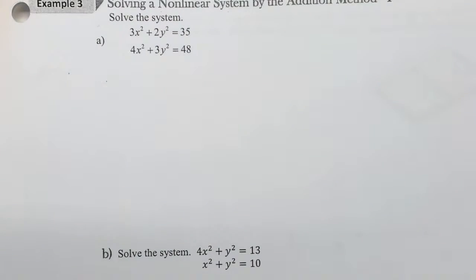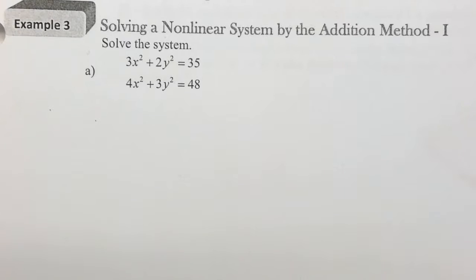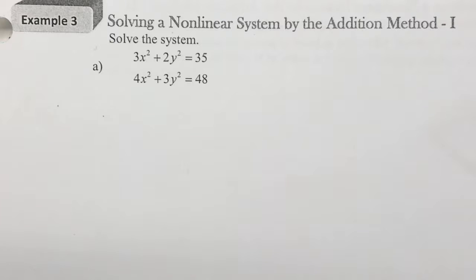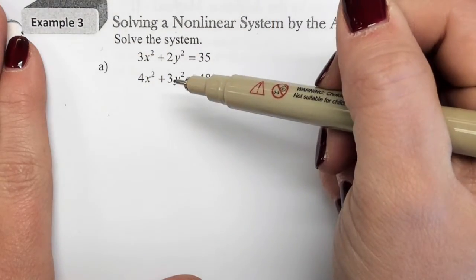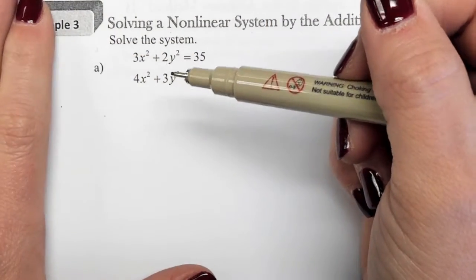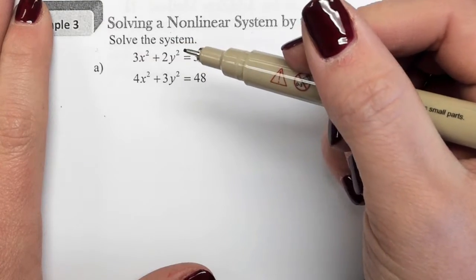Alright. You can ignore the x squared and the y squared. Just think of it like we did linear. Which variable do you think it would be easier to cancel out? The x, looking at their coefficients, or the y? I would say the y.